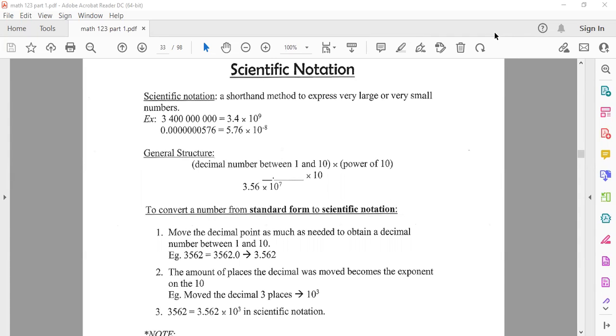Hi, this is today's lesson on scientific notation.